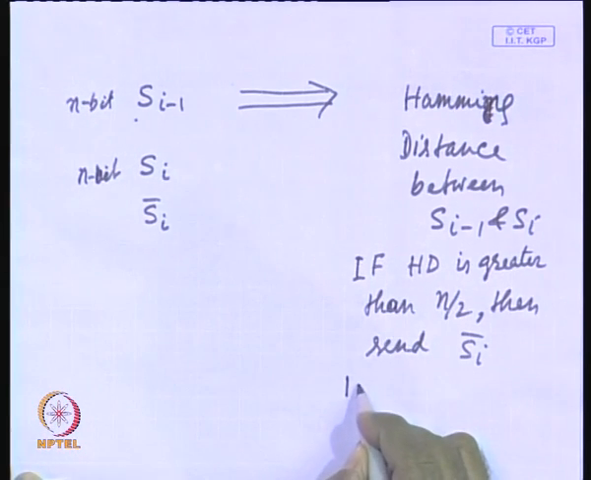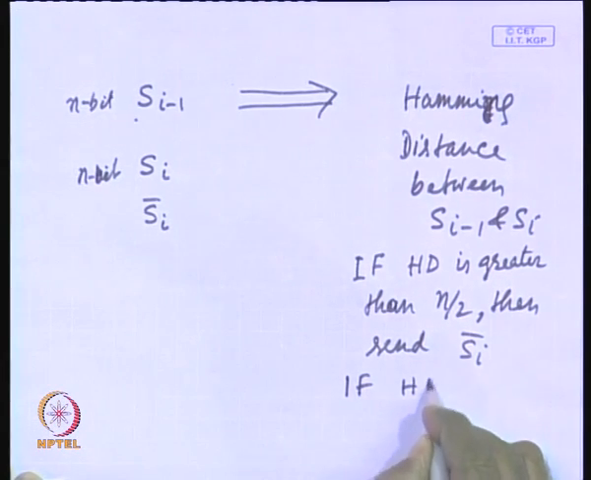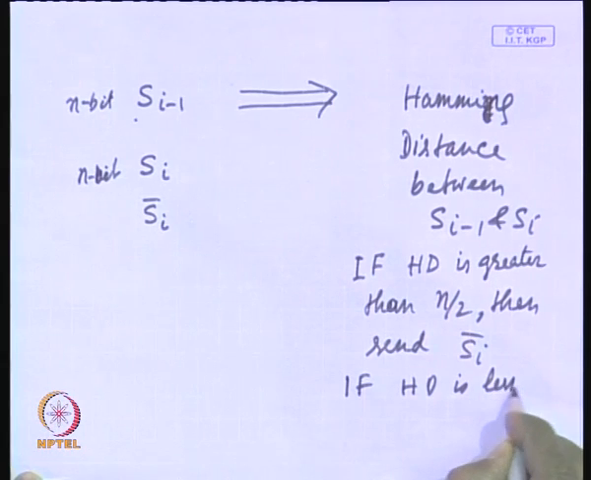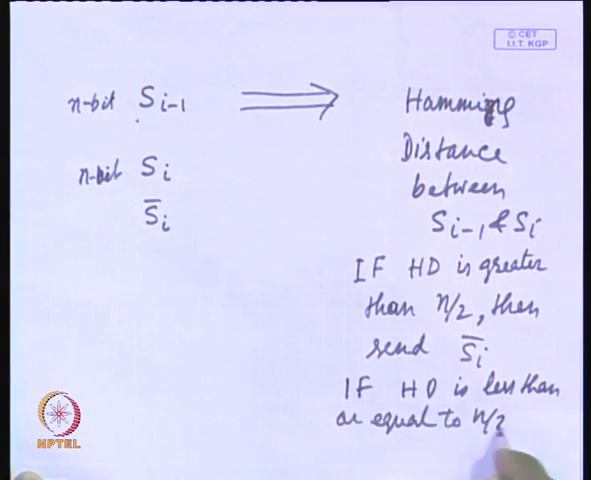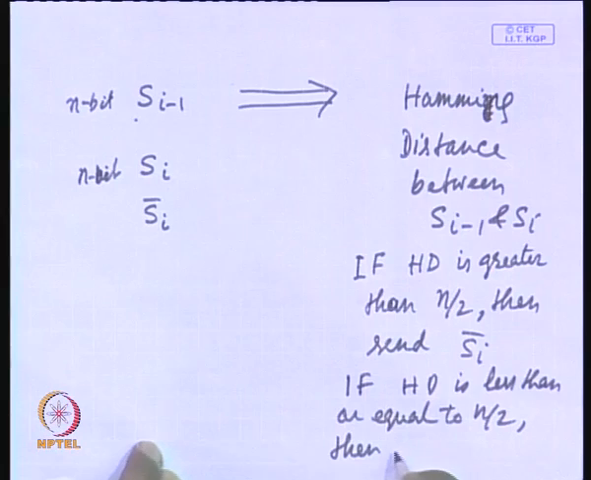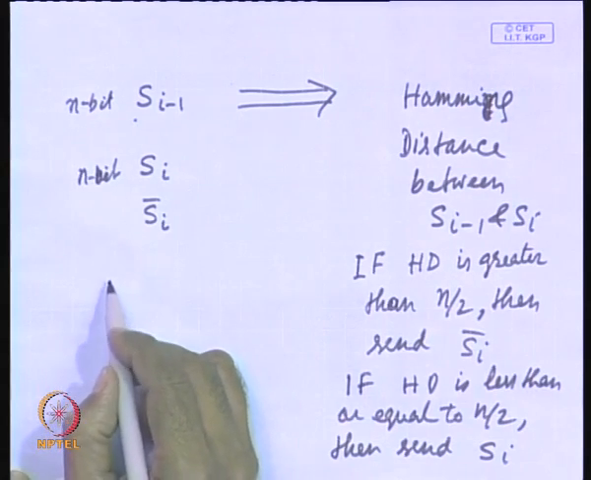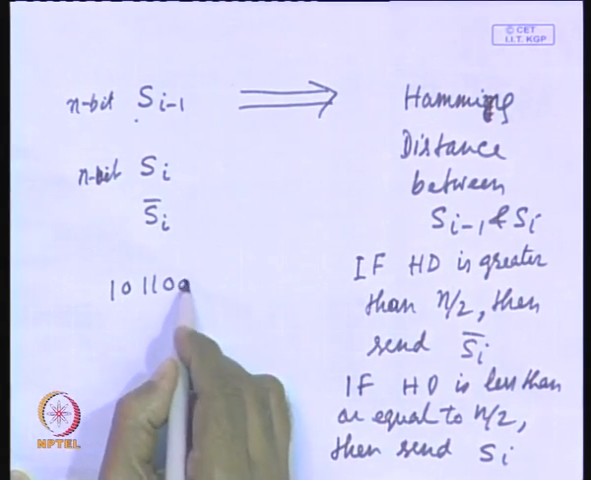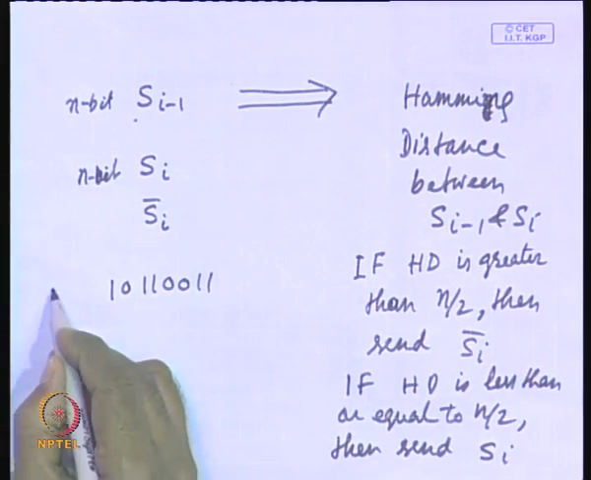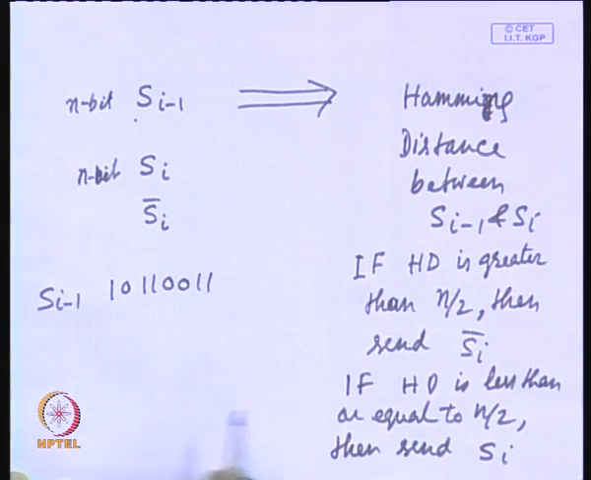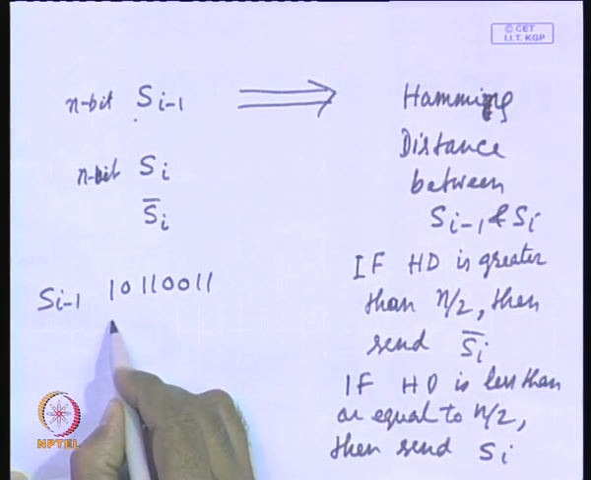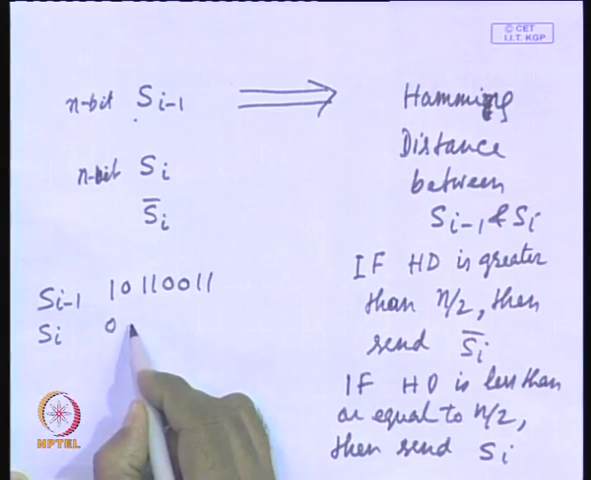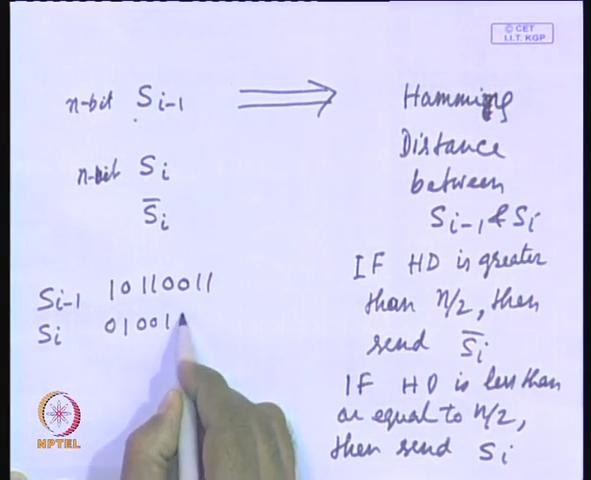On the other hand, if Hamming distance is less than or equal to n by 2, then send SI. Let me illustrate with the help of a very simple example. Let us consider you are sending 10110011. So, this is SI minus 1. Now, let us consider an example where Hamming distance is greater than n by 2. Let us assume the next data Si is 1 0 1 0 0 1 1 0 0.